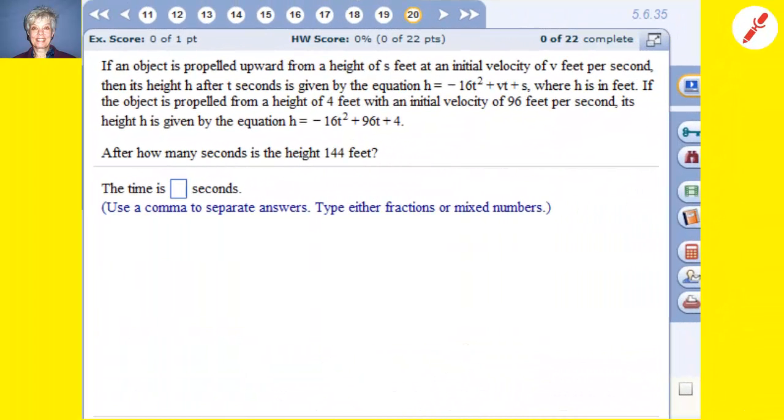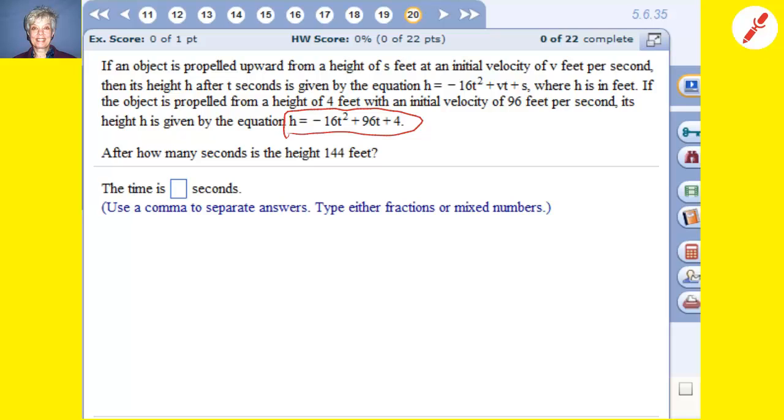Now, here's a real projectile motion problem. If an object is propelled upward from a height of s feet at an initial velocity of v feet per second, then its height h after t seconds is given by the equation h equals negative 16 t squared plus vt plus s, where h is in feet. Now that sentence is just an explanation of where these numbers come from.